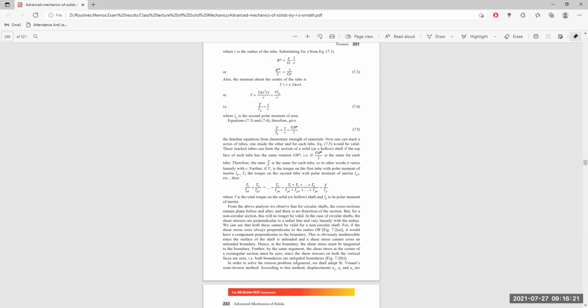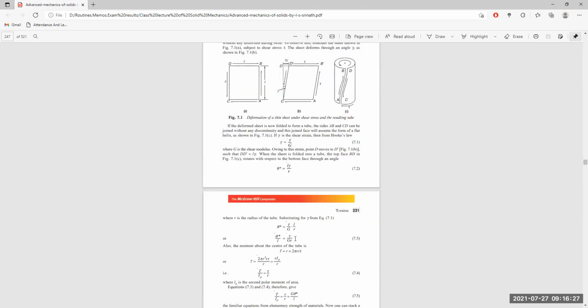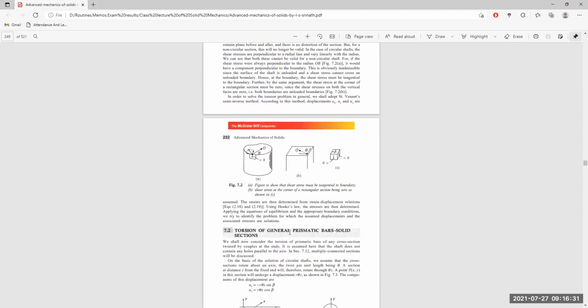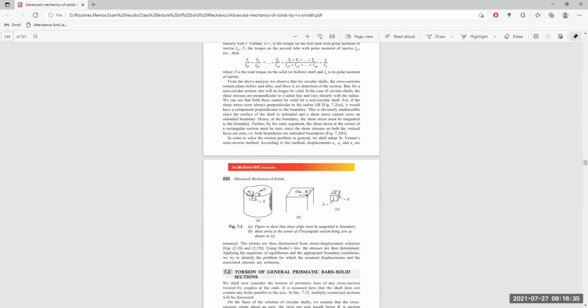So here comes the conception of the unloaded boundary, as shown in the figure 7.2. What we are showing here is that for a circular shaft, all these things are valid, and it is no problem to assume so.